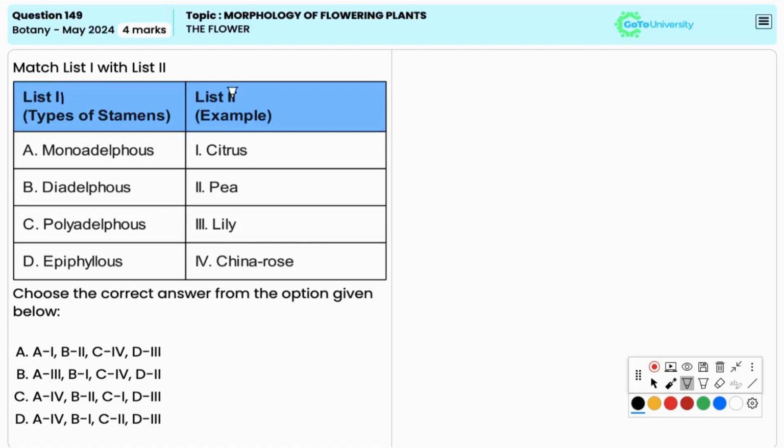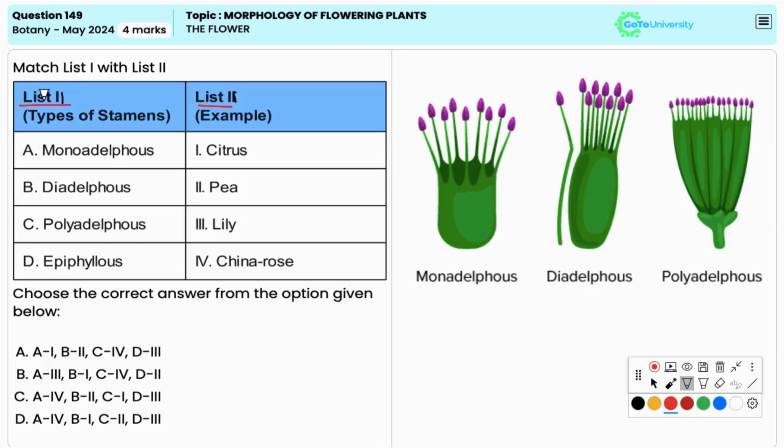In this question, you have to match the plants given in list 1 with the type of androecium given in list 2. Now, in China rose, the stamens are united by their filaments into a single bundle, and this condition is termed as monoadelphous. Thus, A matches with 4.